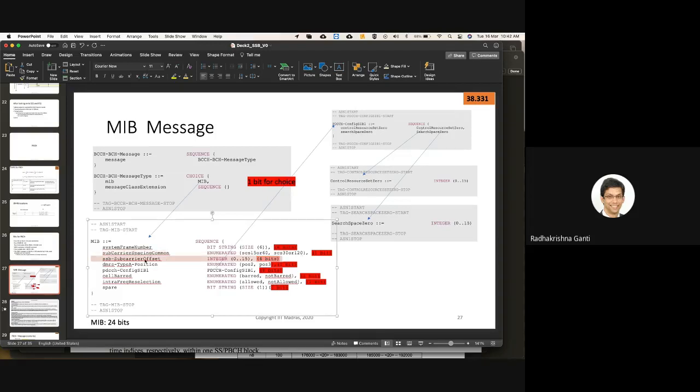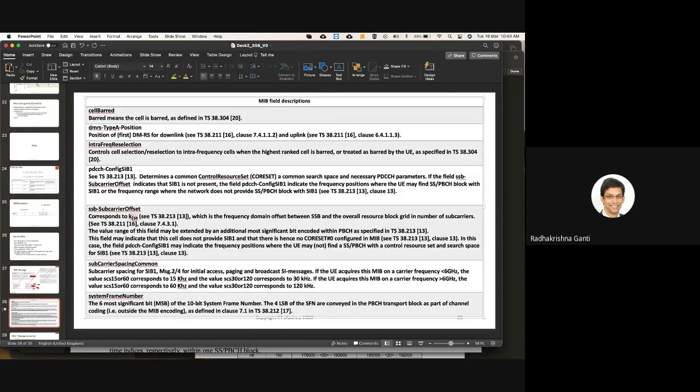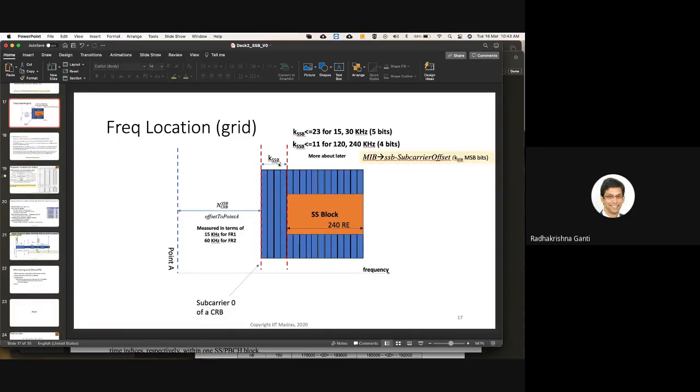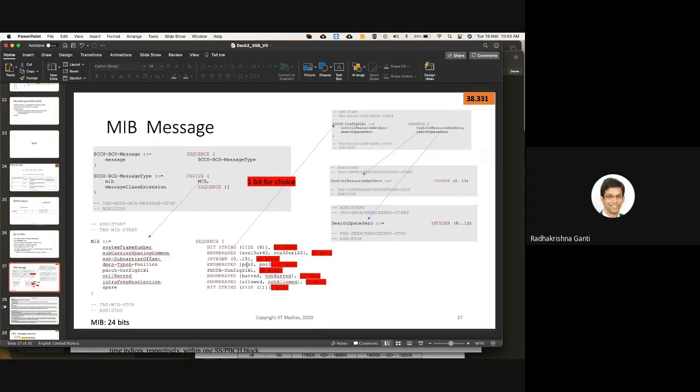And this is SSB subcarrier offset. Remember this SSB. SSB subcarrier offset is nothing but KSSB. Remember what KSSB was. It allows for 4 bits. KSSB was 4 bits, but you may require 5 bits, where we'll see what happens to the 1 bit later. That is KSSB. Then DMRS type position, which we'll see later when we do SSB.